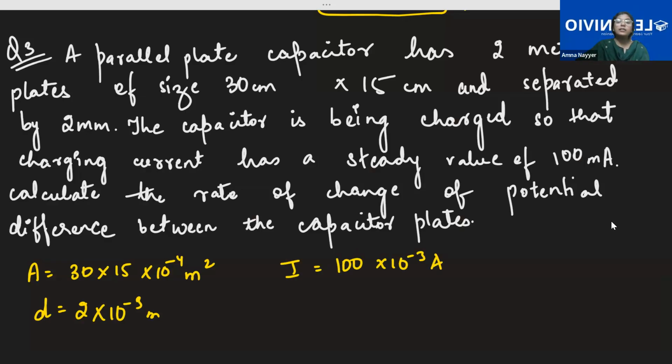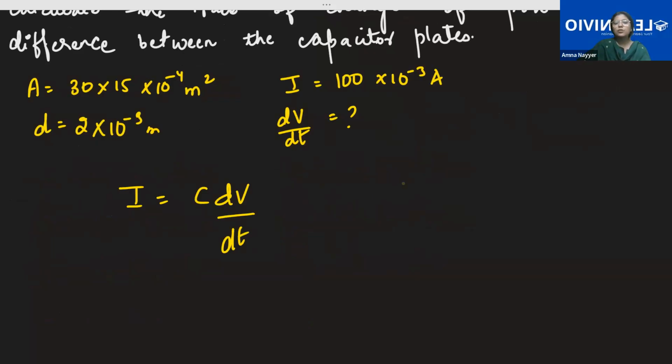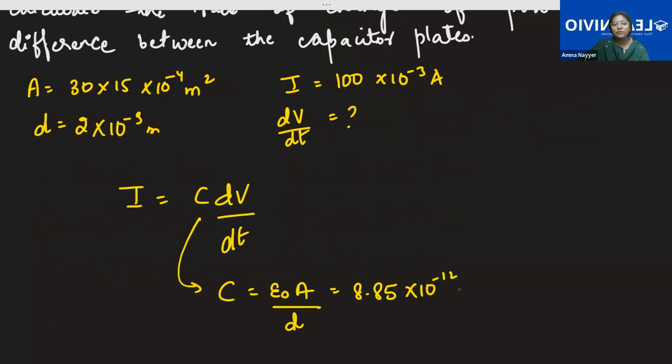Okay, and it says calculate the rate of change of potential difference between the capacitor plates. You have to find out what's dV over dt, right? See class, use the formula I is equal to C dV over dt only. But for capacitance, don't leave it like this. For capacitance, use epsilon naught A by d. That is 8.85 into 10 to the power minus 12.